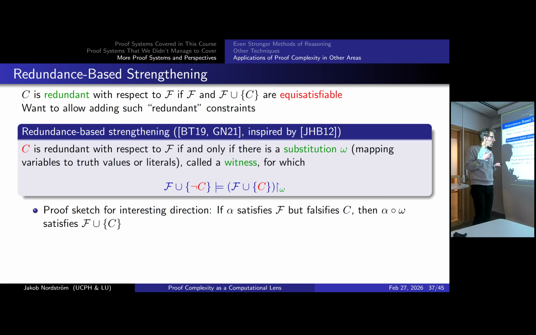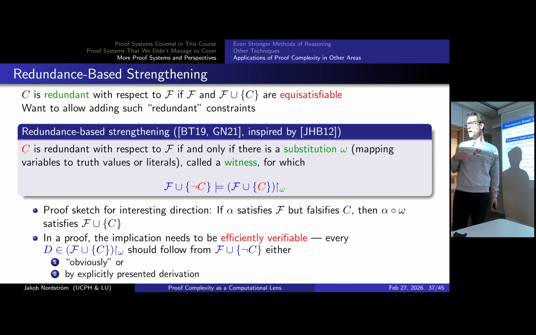Okay. So since alpha satisfies F but violates C, that means that actually alpha satisfies the premises. So it satisfies the conclusion. Now I just have to unpack what it means that alpha satisfies F union C under omega. That just means that the composition of alpha and omega satisfies everything, if you just unpack what this notation means. So the role of omega is to give a patch that says, maybe you don't need to patch alpha. Maybe alpha is still good, but if it isn't, then here's how to patch it. So it's a very algorithmic notion.